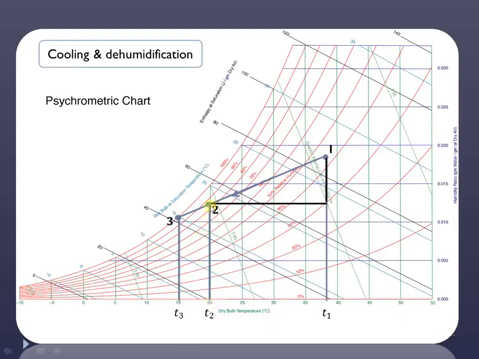Now from 2, draw a horizontal line till it cuts this vertical line at point A, and from A draw a vertical line up to 1. Now draw the corresponding wet bulb temperature lines. Now this total process can be divided into two parts. One is known as sensible heat, and another one is known as latent heat.